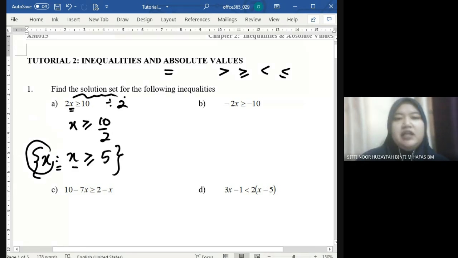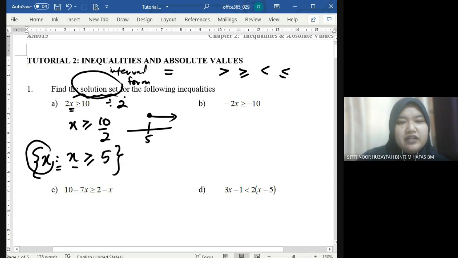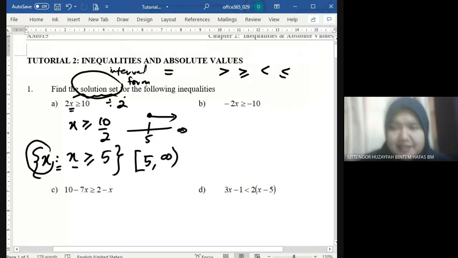Okay, this is in solution set form. If it asks for interval form, you use brackets. So here, more than or equal to 5, it starts from 5 to infinity, right? So it's a closed bracket at 5 up to infinity. For infinity or negative infinity, it must be an open bracket. Okay, so this is for question A.